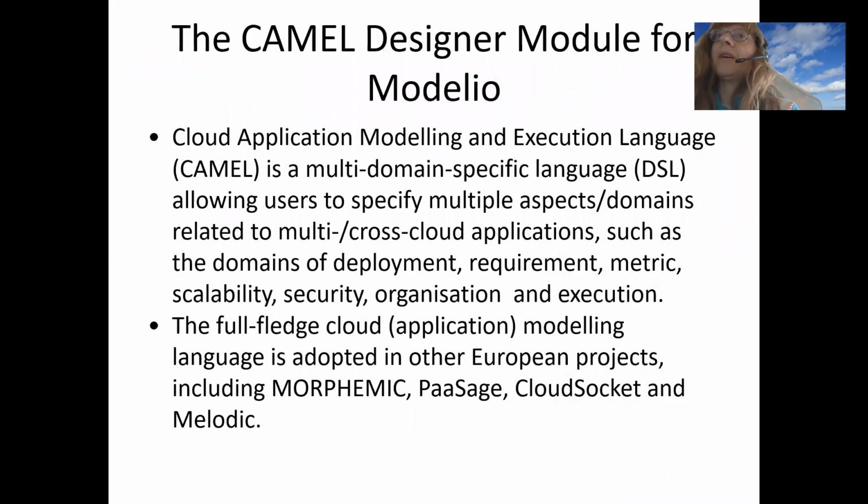The CAMEL DSL is a domain-specific language that allows users to specify multiple aspects related to multi-cross-cloud applications, that are the domains of deployment, requirements, metrics, scalability, security, organization, and execution. This fully-fledged cloud application modeling is adopted in other European projects, morphemic, of course, then Passage, Cloud Socket, and also Melodic.